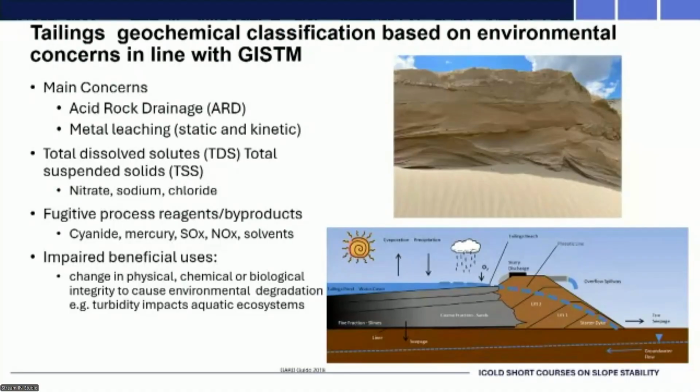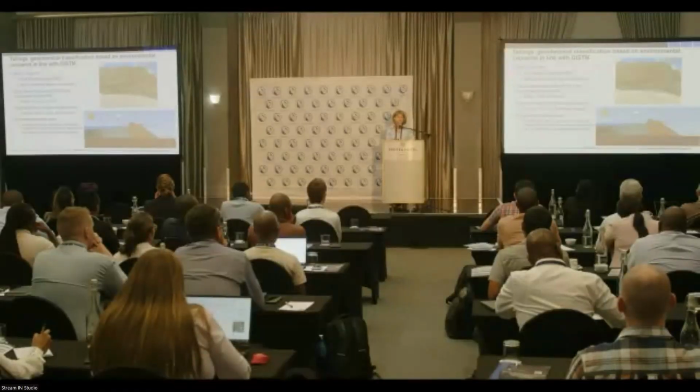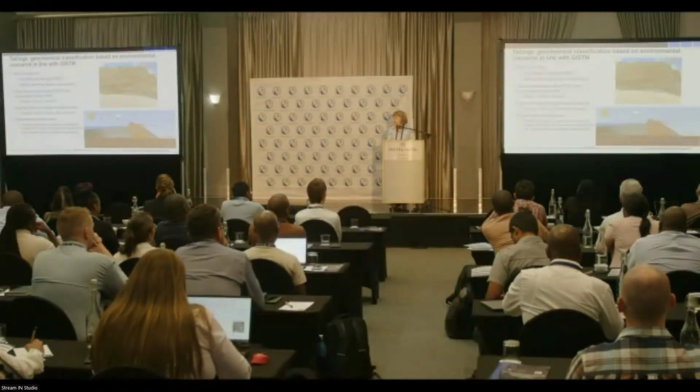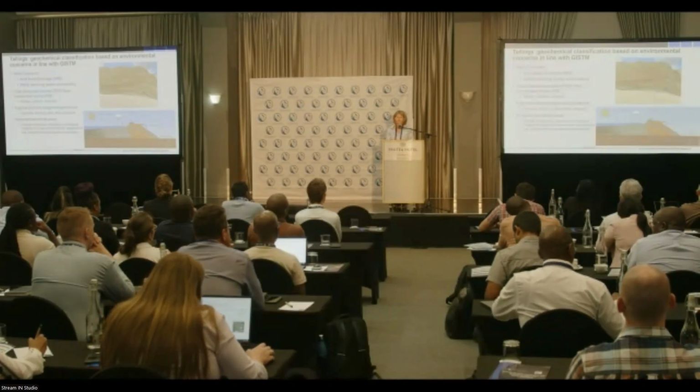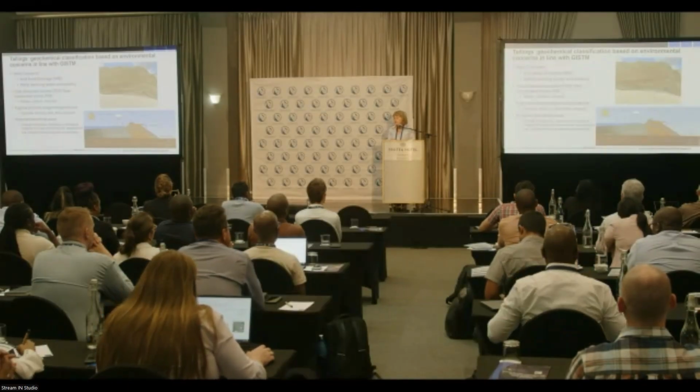And then there are also the fugitive processes, you know, the reagents during the processing, those all go out into the tailings, and those also create their own bunch of problems. And that includes cyanide, mercury, the SOxes and NOxes. But the whole thing is to prevent impaired beneficial uses to the communities, to the aquatic system. So that's the whole reason that we do that.